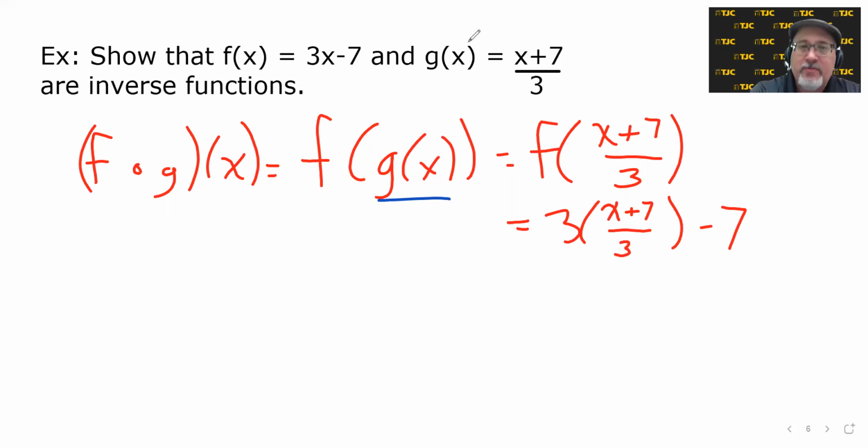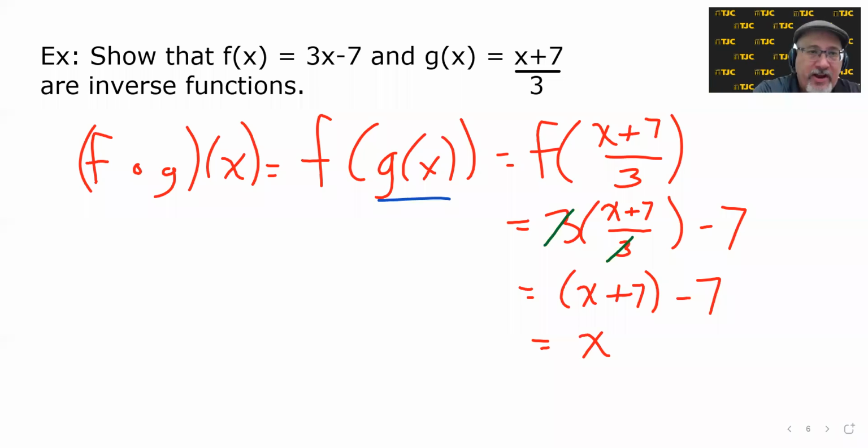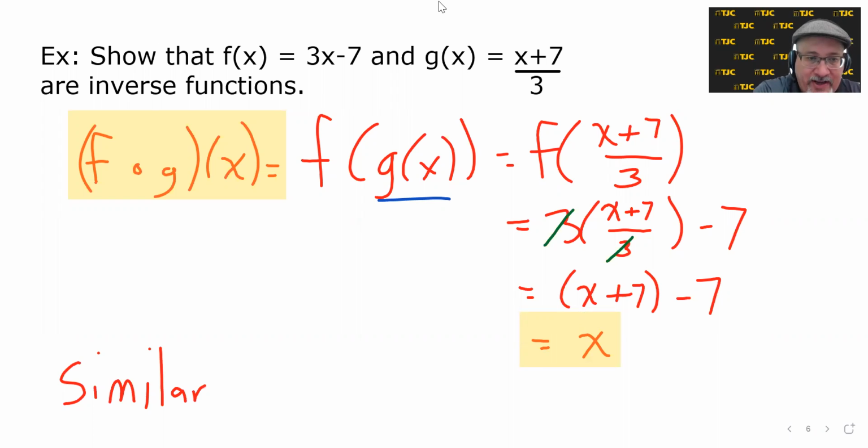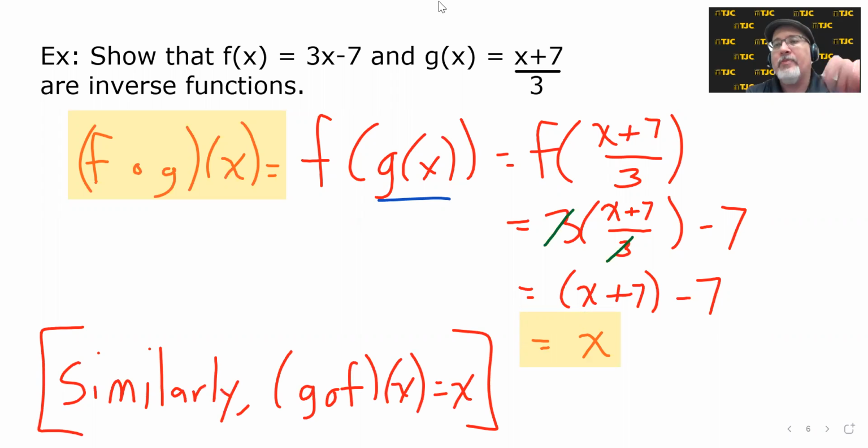And you'll notice we start getting some things that drop out. The 3's cancel, and that leaves us x plus 7 minus 7. And then the 7's cancel, leaving just an x. Well, we showed that f of g of x is equal to x, so we're good. Similarly, and I'll spare you the details, I invite you to try it on your own. It's not that difficult. You'll see a lot of cancellation once you get it set up. g of f of x is equal to x. So I'm going to leave it to you to verify that the composition in the reverse order also gets the job done.